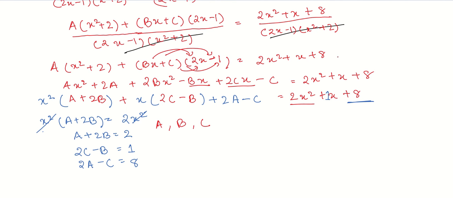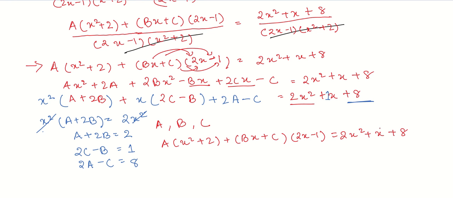The easiest procedure right now would be to use a(x squared plus 2) plus (bx plus c) multiplied by (2x minus 1) equals 2x squared plus x plus 8. We need to know at least one of the terms to find b, c, or a. Which term would be easiest to remove? You can see b and c are together, so you can find a, but you'll have to remove b and c.